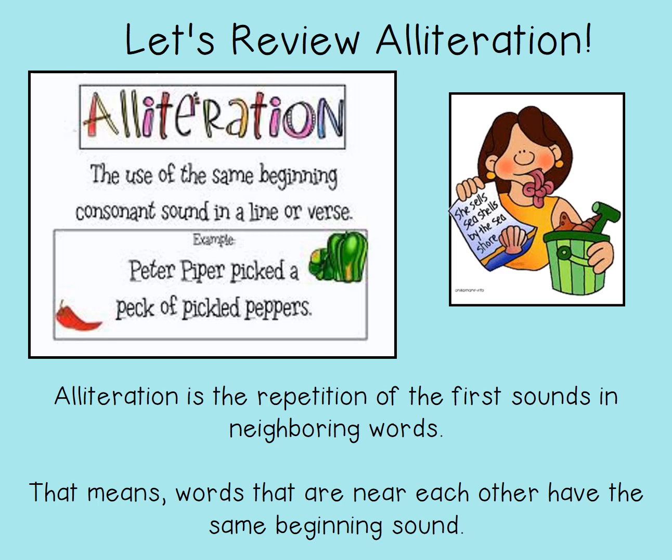We also have a tongue twister picture. She sells seashells by the seashore. Alliteration is the repetition of the first sounds in neighboring words. That means words that are near each other have the same beginning sound, like b, or sh, or p. Alliteration.